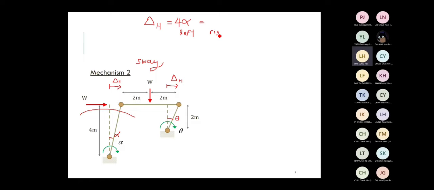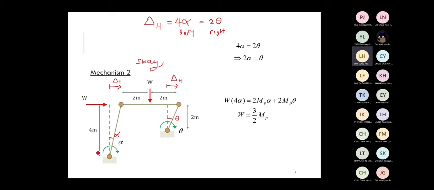Similarly, you can express delta in terms of the right-hand side column. The value becomes 2 times theta. They are equal. They are talking about the same value, delta H. So this equation gives you some extra information between the 2 angles. 2 alpha equal to theta, or alpha equal to 1/2 theta, depends on which one you would like to use in your calculations. So right here, you can set up the energy equation again.